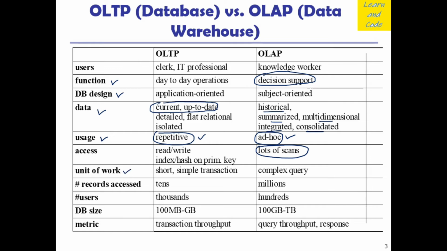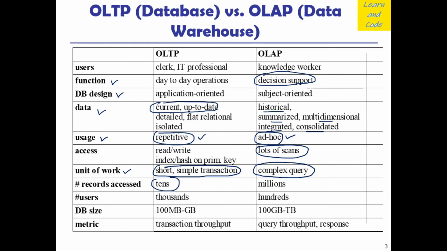Unit of work is, in case of databases, short and simple transactions, but in case of data warehouse, it is being accessed with the help of complex queries. And obviously, these queries would be generated by some sort of data mining systems. Okay. Then how many records do we generally access in case of databases?